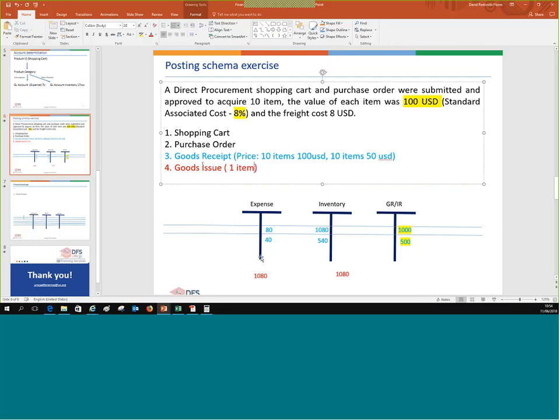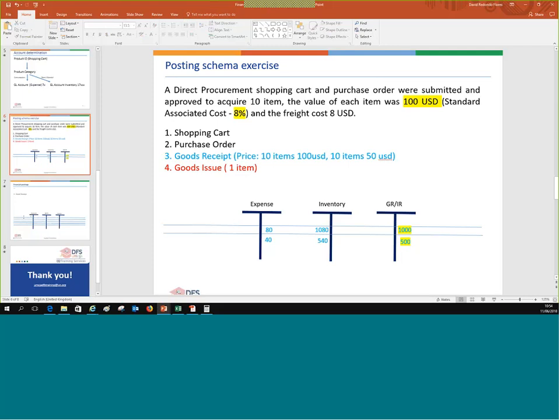So what are we actually posting to the expense account? Because as I said before, the posting was you credit inventory account and you debit expense account. But what would be the amount now if we are processing good issue for one item? If we take one item, will we be issuing out for 108? Will we be issuing out for 54? What would be the amount?